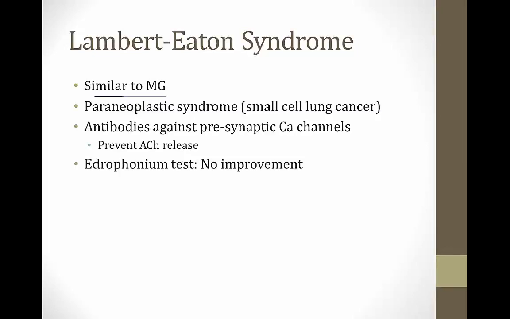This is a paraneoplastic syndrome and it classically occurs in a setting of small cell lung cancer. Patients will develop muscle weakness similar to myasthenia gravis. In this case, however, the antibodies are directed against presynaptic calcium channels, not against the acetylcholine receptors. This prevents the release of acetylcholine from the presynaptic neuron.